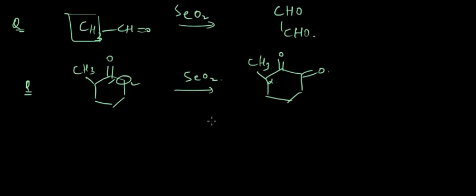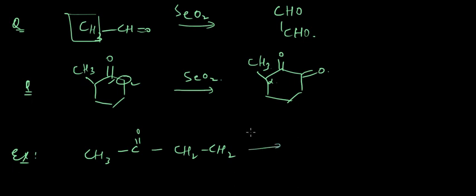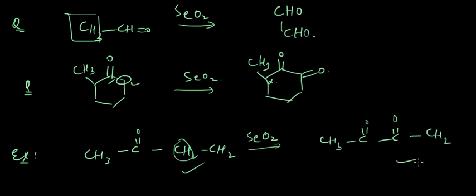Next, let's discuss the last example, where we have something like CH3 C double bond O CH2, and we pass SeO2 again, and we'll be getting oxidation of this carbon atom, and as a result we'll be getting 2 keto groups in the compound. One was already there and another was formed due to passing SeO2 as the reagent. So this is CH3.